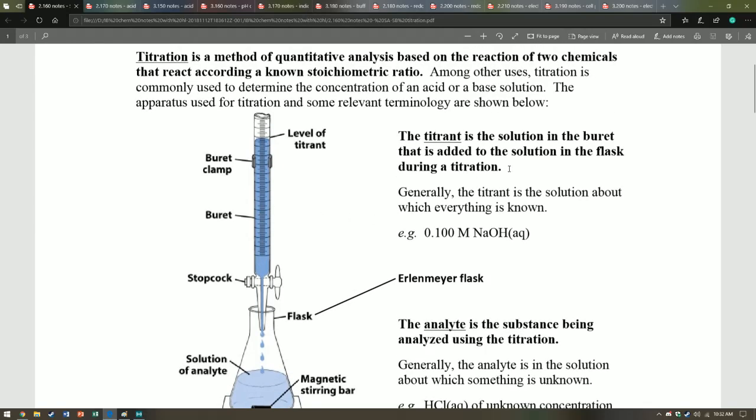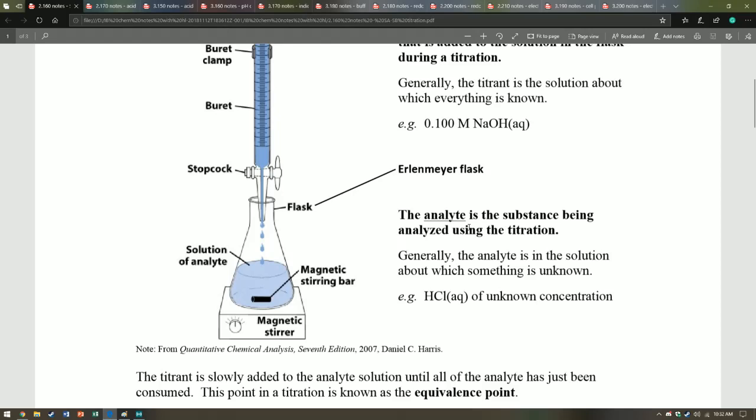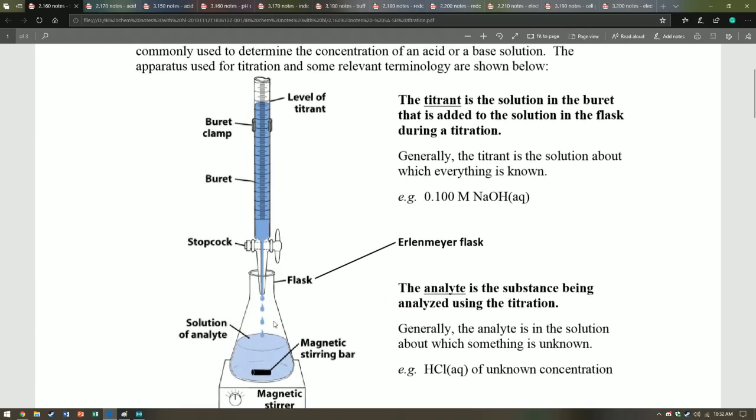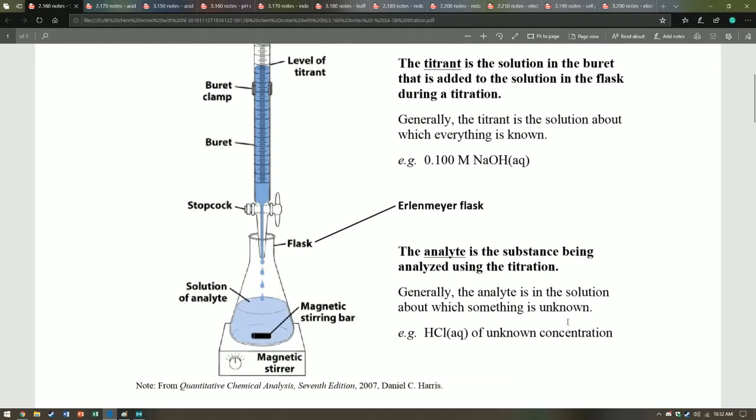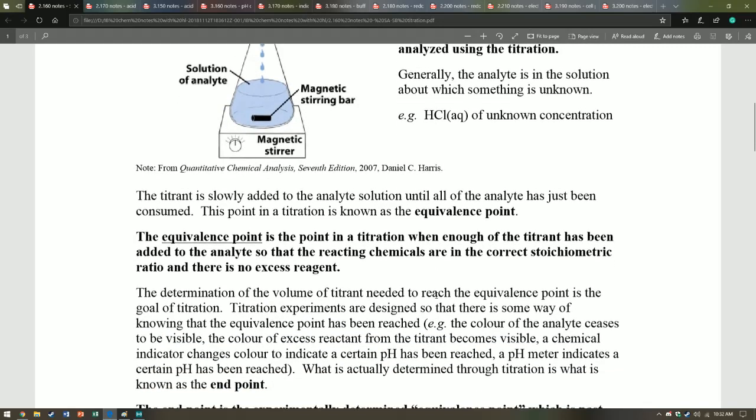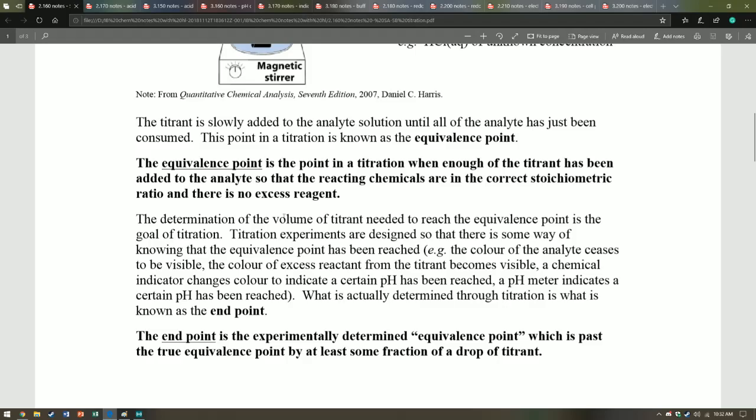So the titrant is the solution in the burette. It's the thing you're dumping in, and you're supposed to know everything about it. The analyte is the substance being analyzed using the titration. So generally, there's something that you don't know about the analyte. So it's HCl of unknown concentration, and you titrate it with 0.1 molar NaOH. The titrant is slowly added into the analyte solution until the reaction is just complete.